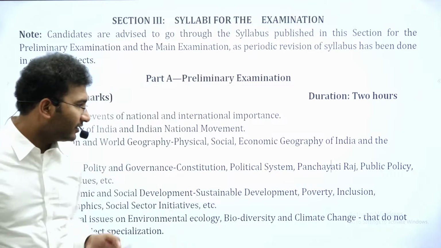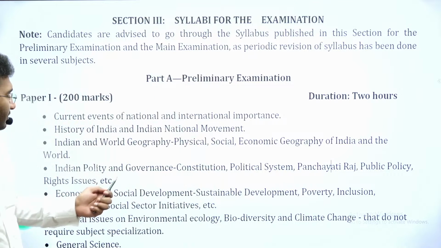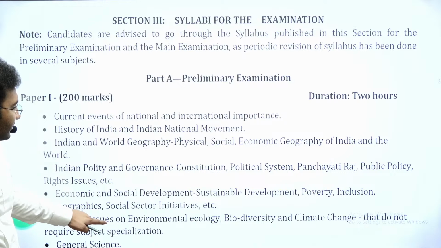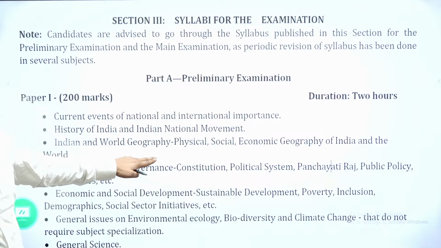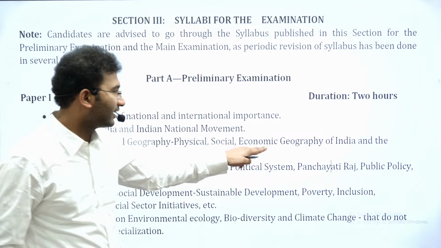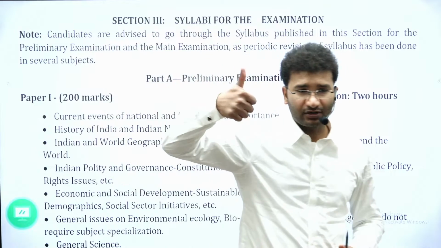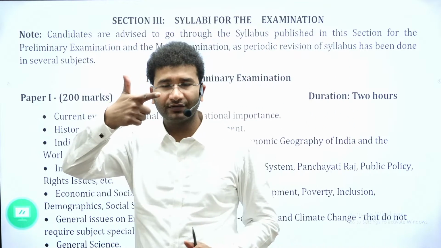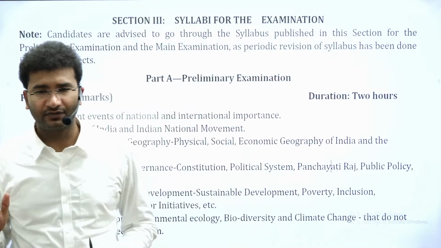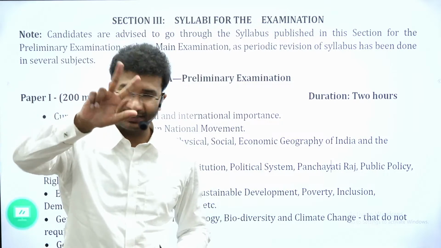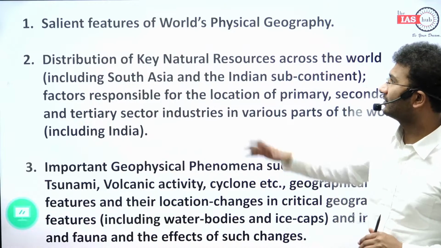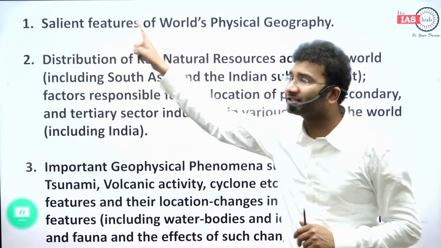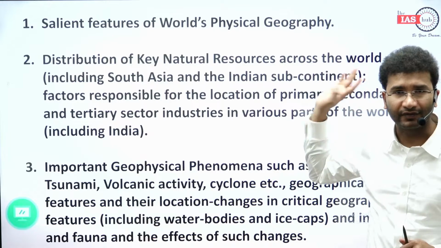So, see, in our preliminary examination syllabus, it clearly says general issues, it is Indian and world geography, which includes physical, social, economic geography. Physical geography of India, social geography of India, and economic geography of India. That means 3 broad aspects. And the same way, it also shows you that salient features of the world's physical geography.